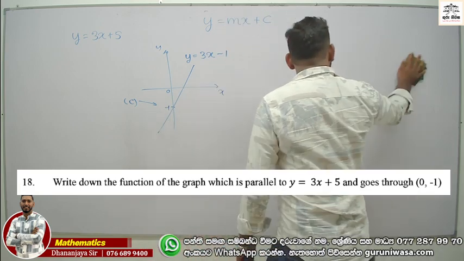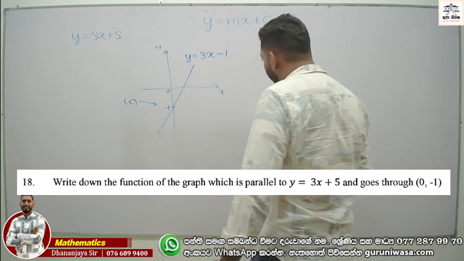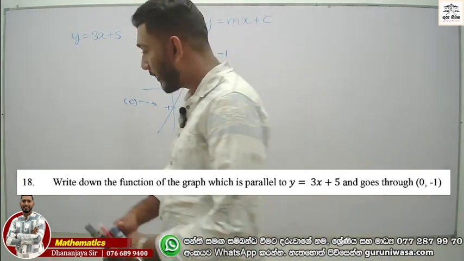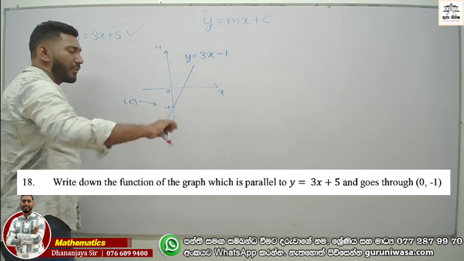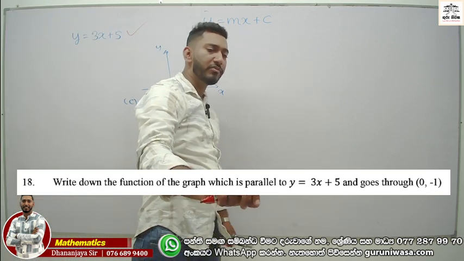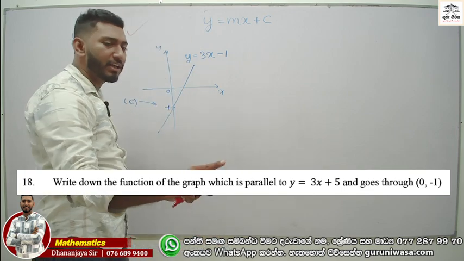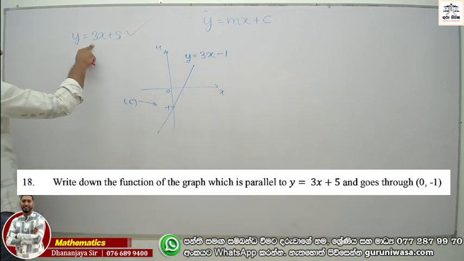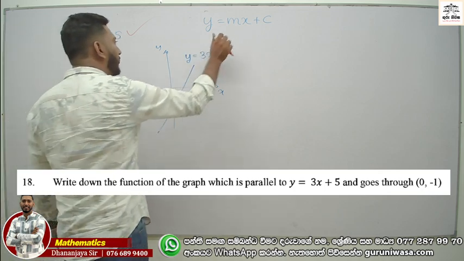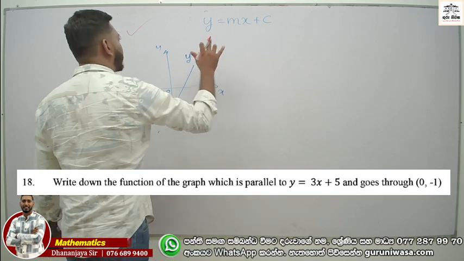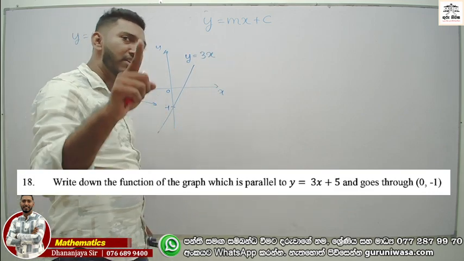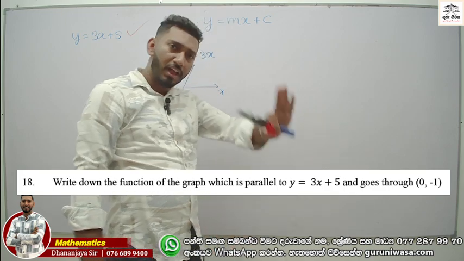Now, relevant to this question, the equation of the graph says y equals 3x plus 5. But the question says, write down the function of the graph which is parallel to 3x plus 5. Therefore, this one should be y equals 3x. If it is parallel, it must be 3x. Did you understand?